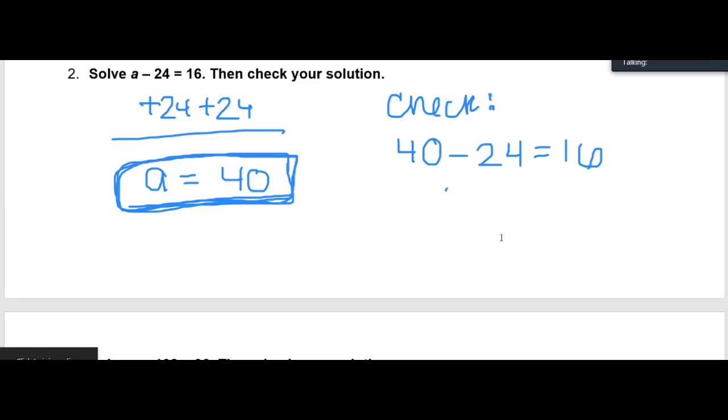Wait, what again? 40 minus 24. 26. 40 minus 22. 60. That's not it. Perfect. It's okay. I actually only had 40 plus like negative 24. Yeah, that would do it.